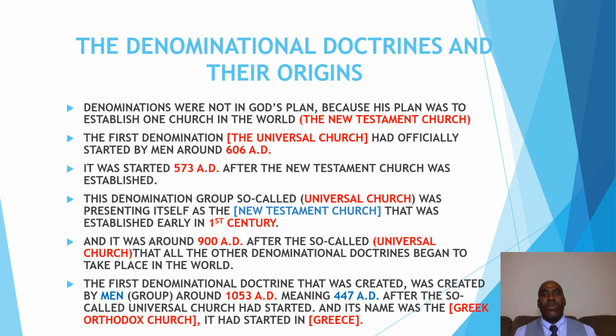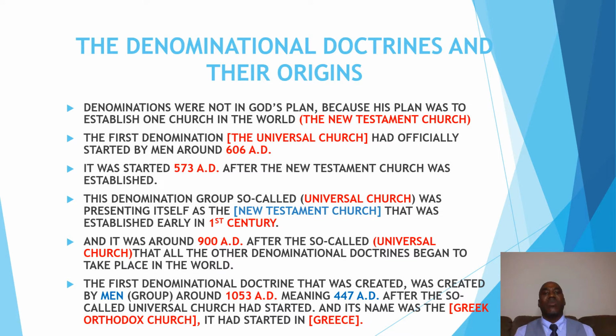The first thing I want you to understand tonight is that denominations were not in God's plan, because His plan was to establish one church in the world. And this is the New Testament church. This church was established early in the first century, meaning 33 AD.